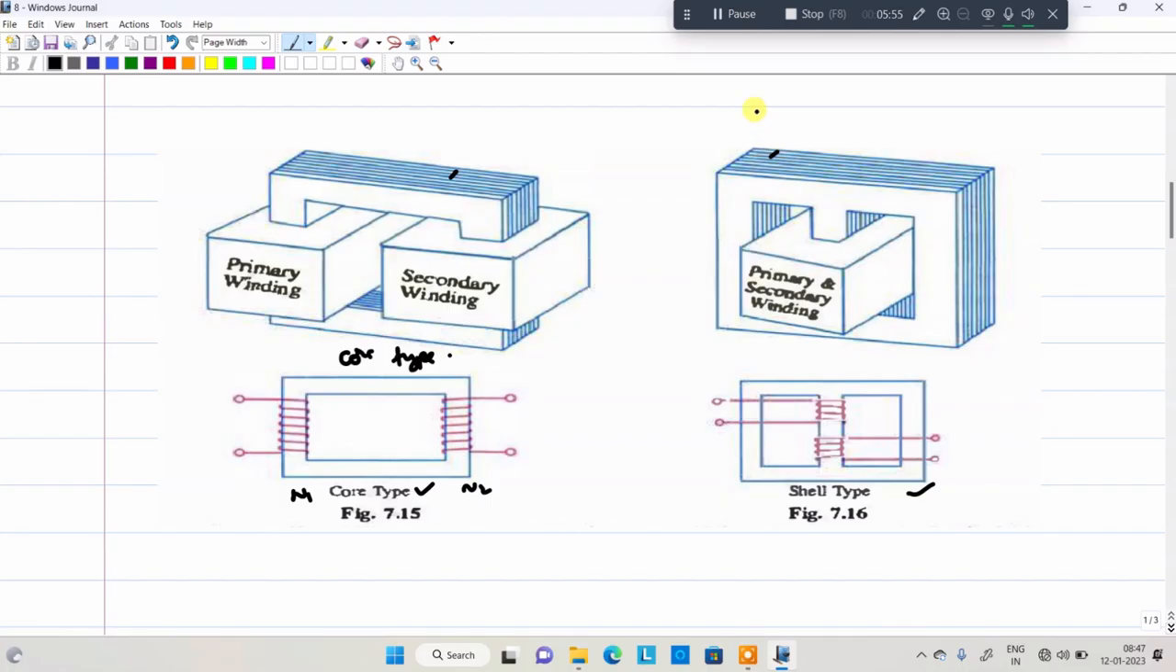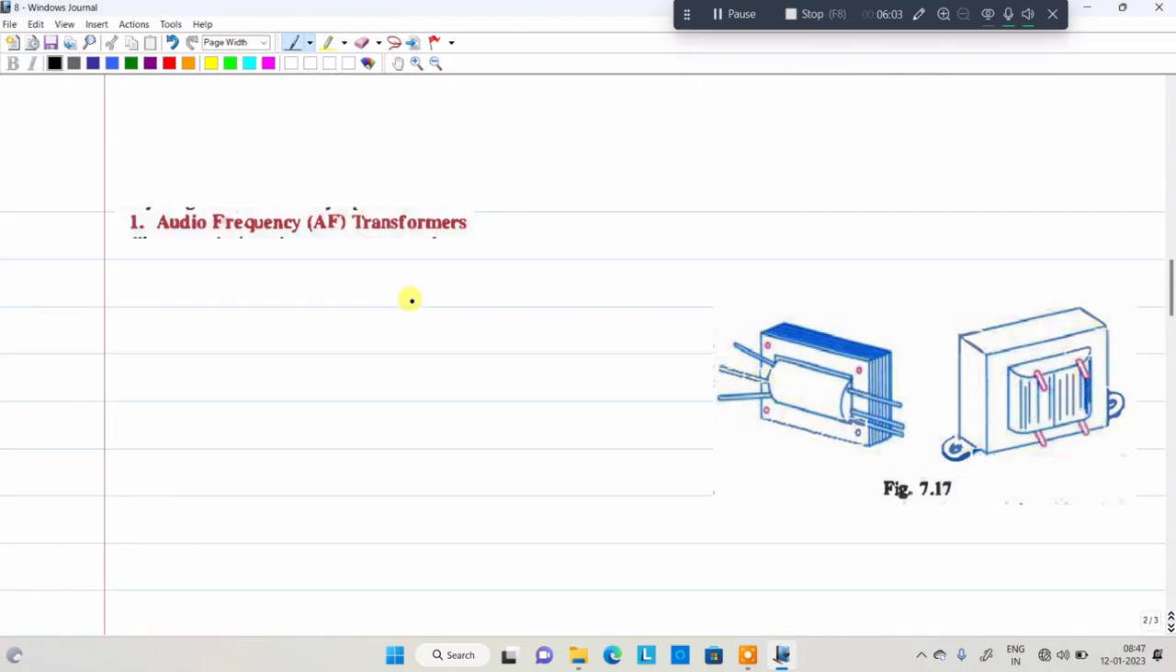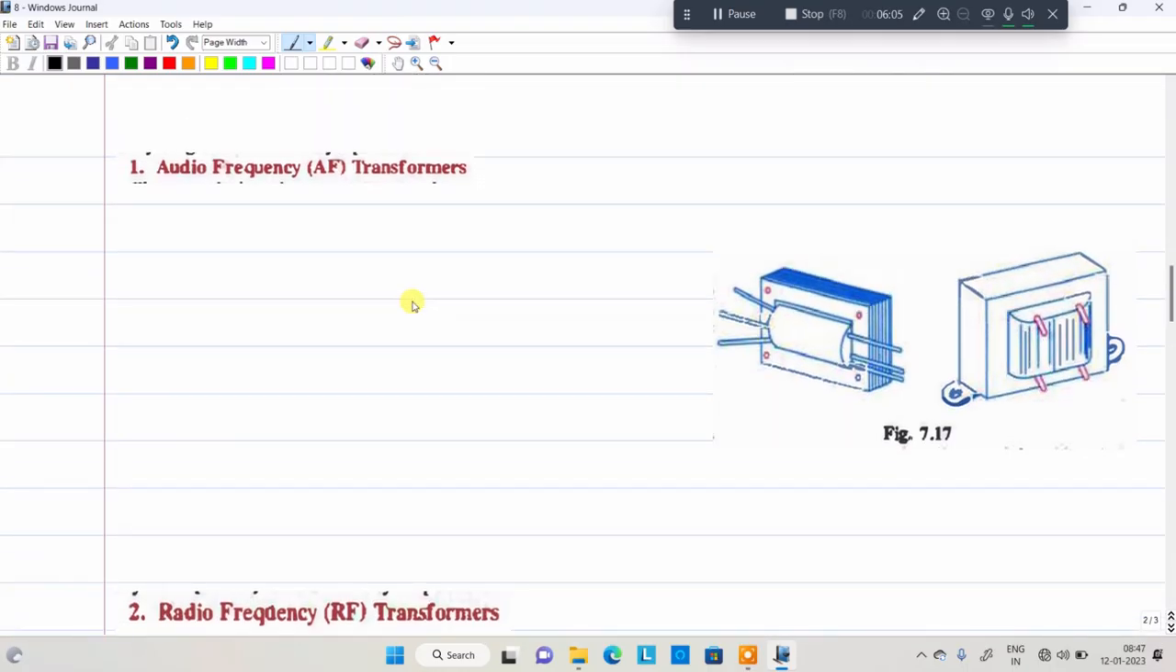Okay, only from the construction point of view, the winding placement is different. Remaining things, everything is the same. Now in this particular case, based on the frequency, we are going to divide further.